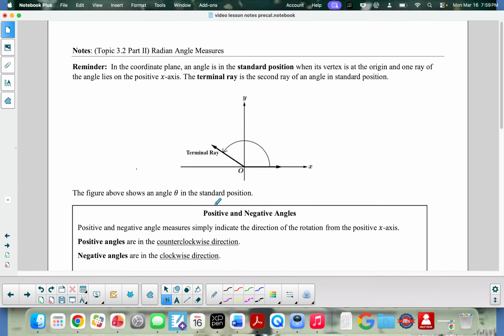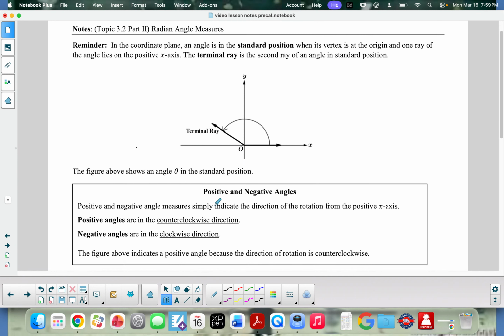So we already know standard position and terminal ray, that was in the last lesson. I also talked about making sure you pay attention to that curved line with the arrow on it to show you whether it's going counterclockwise, which is positive, or clockwise, which is a negative angle, because that does make a difference in your answer.